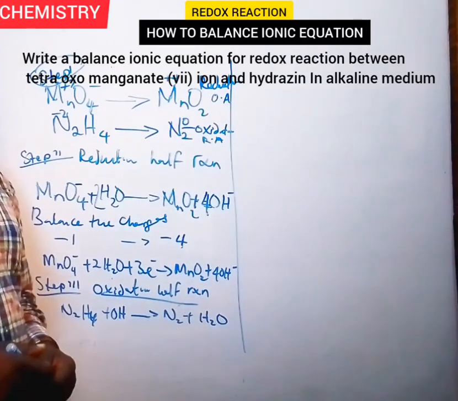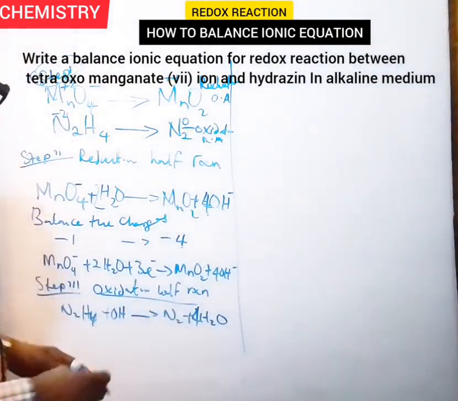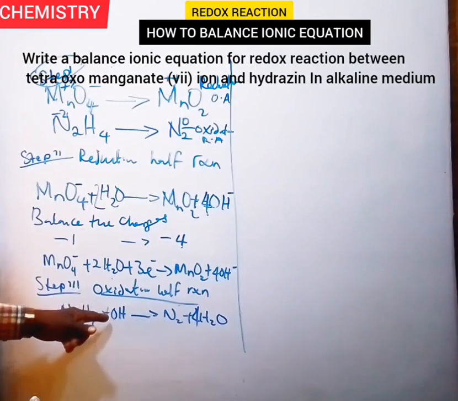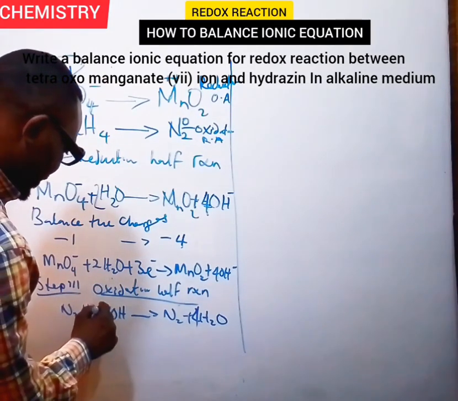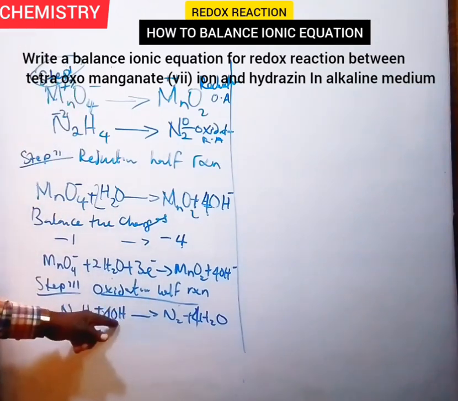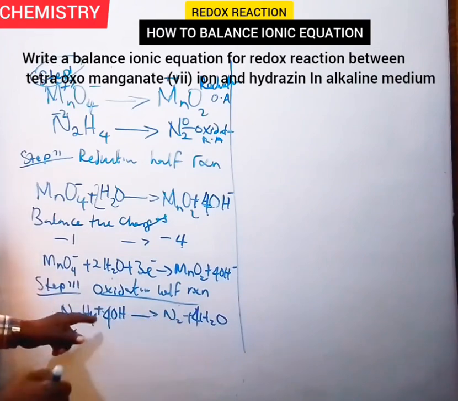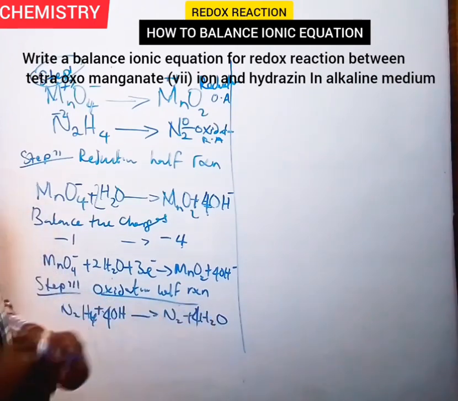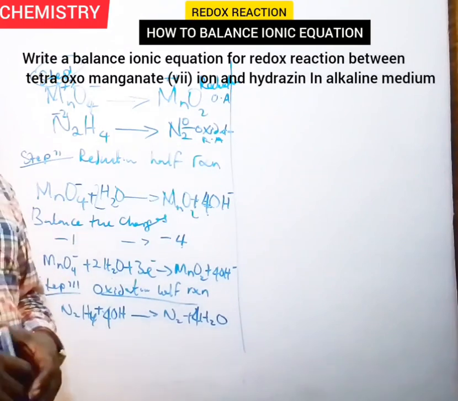So how do we balance that? Well, we have this 4 here. This one is 8 here. What about if you have 4 here? 4 OH, that's 4, 8, 8, nitrogen 2, 2, oxygen 4, 4. Balanced equation. The equation is very balanced now.